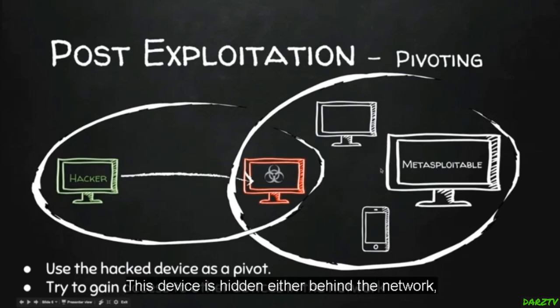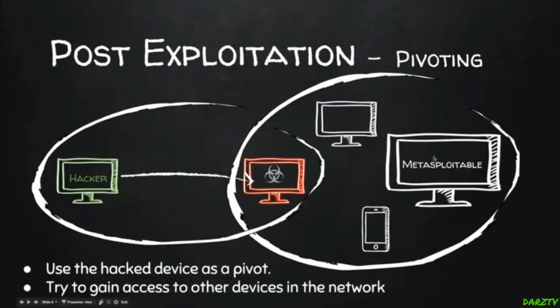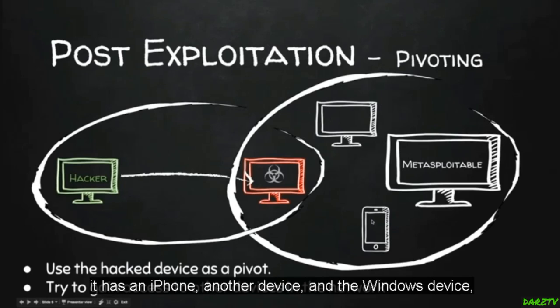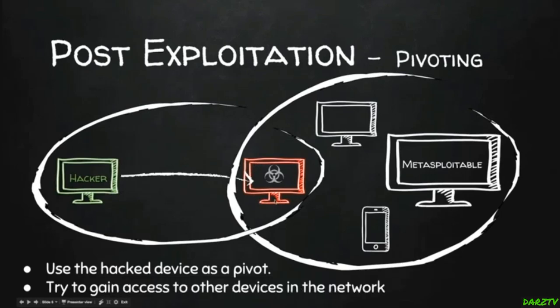This device is hidden either behind the network or for some other reason, the hacker is not able to ping or access the IP address of this device. So we're assuming in our example that it exists in a different internal network. So we can see that this big network has 4 devices. It has the Metasploitable device, it has an iPhone, another device, and the Windows device which we hacked, and we can see that it's in red.